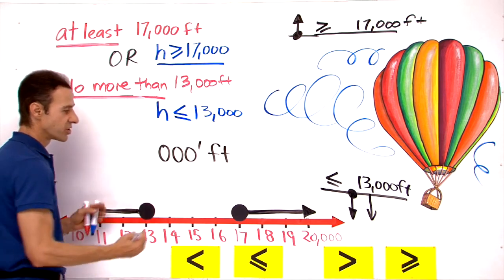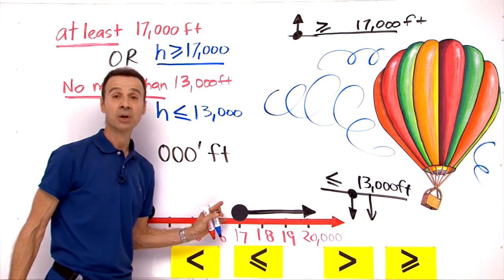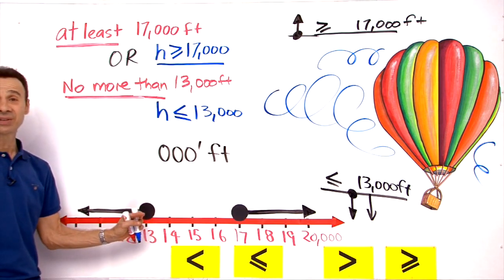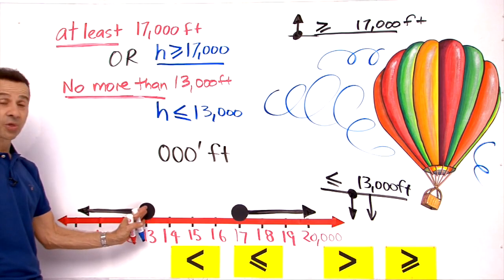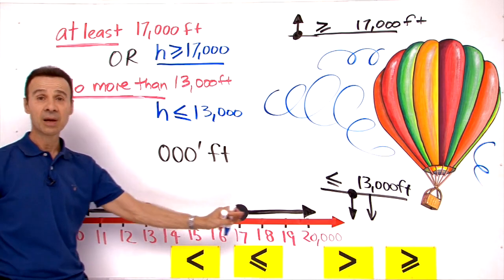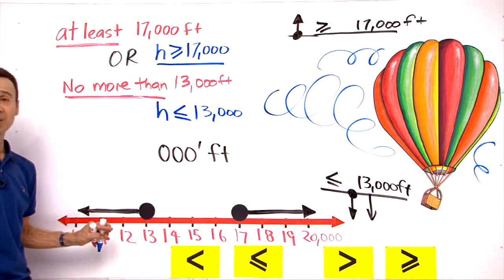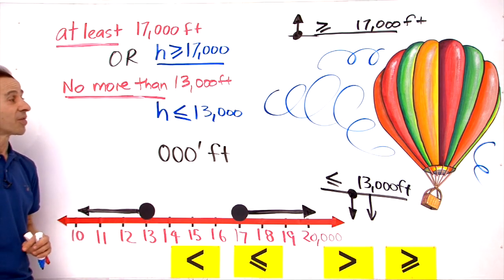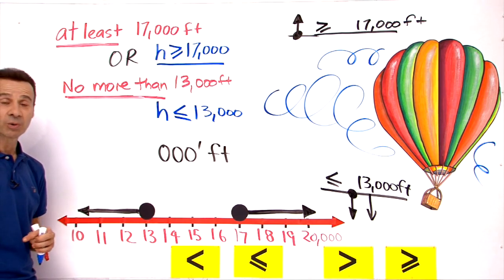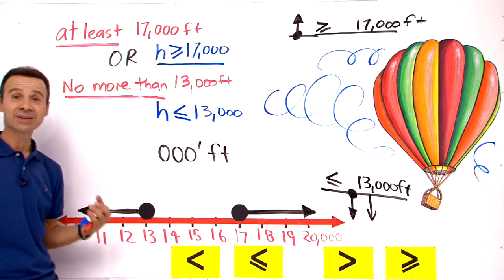There we go. So there's an or between there. Go up to 17,000 feet, greater than or equal to, or go down, decrease the altitude, and go to 13,000 feet or below that. So there's an or here happening, and that's the graph, as you can see here. So above 17,000 or equal to it, or 13,000 feet or equal to that and below. And there you go.